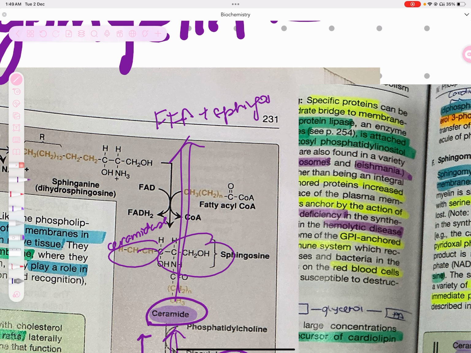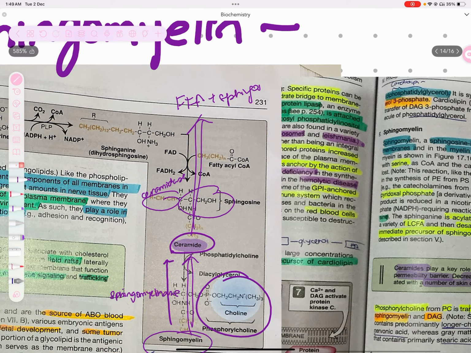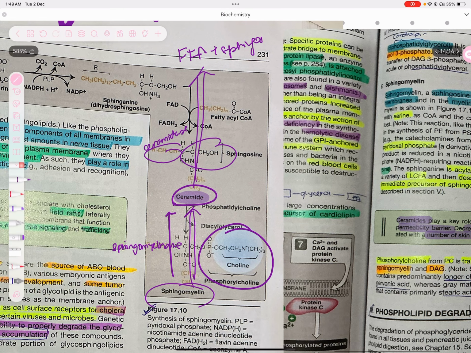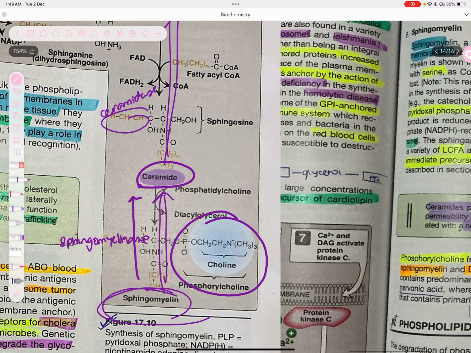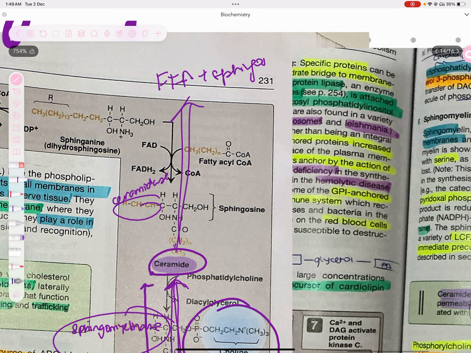So we get sphingosine and free fatty acids. So this is very simple, the breakdown and also the synthesis. We already know the synthesis. What about breakdown? You have sphingomyelinase, which converts sphingomyelin to ceramide by removing phosphorylcholine, and then the ceramide, in the presence of ceramidase, gets converted to free fatty acid and sphingosine, right, which is the alcohol.